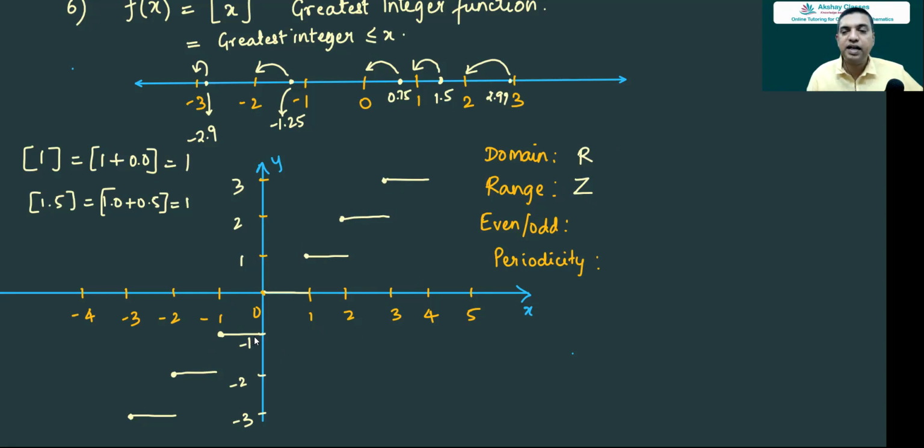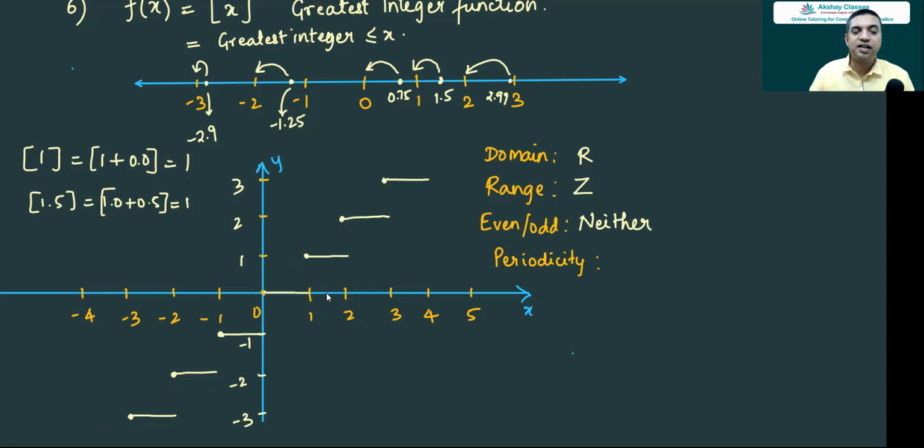Then even odd. Odd? Neither. Very good, it is a trick. It is neither. It appears odd because it is in opposite quadrants, but only at integer points is f of minus x equal to minus f of x. Otherwise it is not. You can see that.